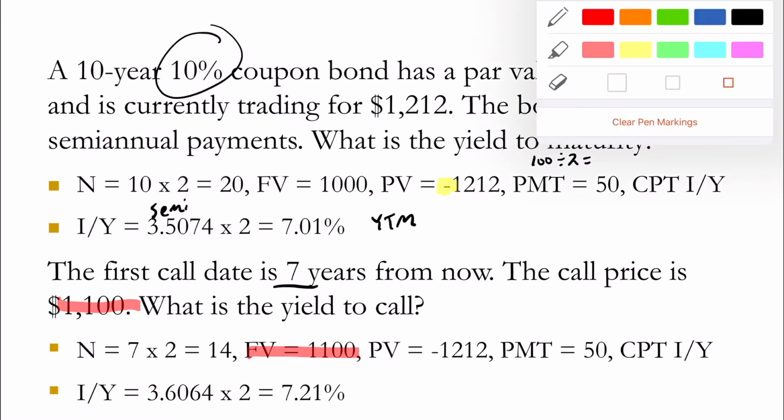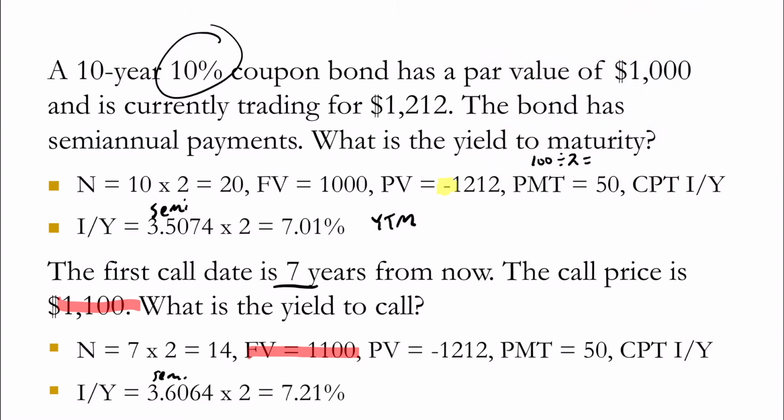So again, this is semi-annual, so I need to make sure I multiply that by 2, and I get an annual yield to call of 7.21. So regardless of what the market price is, I get whatever that call price is. That's what we were talking about, limiting our appreciation on this particular security. And you can see that our yield to call, you can very easily calculate in the same manner. The main difference being that our future value, we're not getting the par value amount that we would typically receive if we held on to it until maturity. We're getting the call price when we are forced to sell it before its actual maturity date.